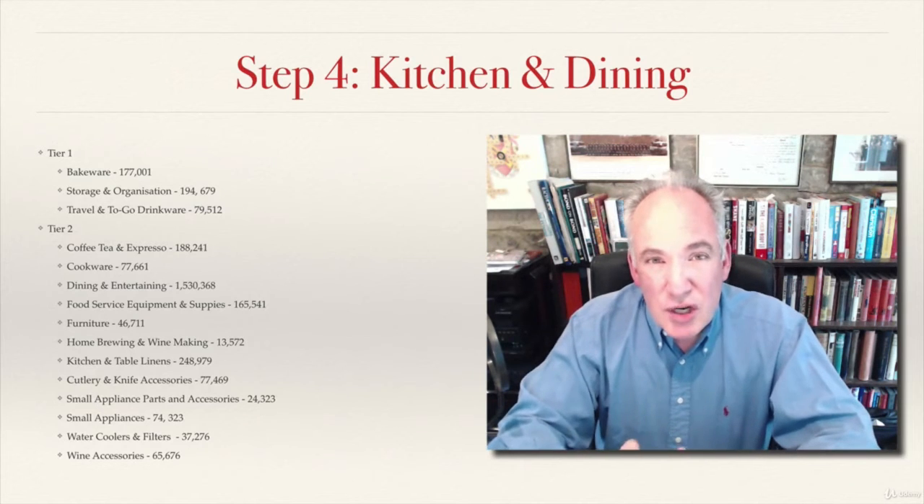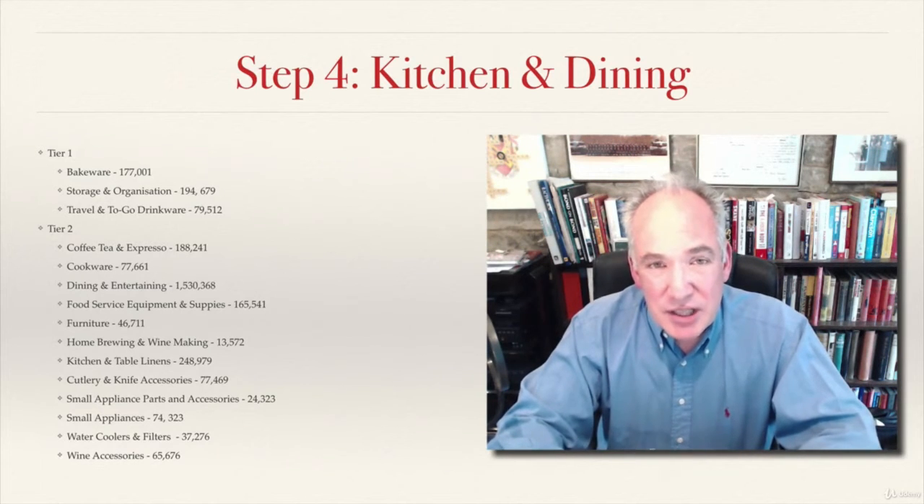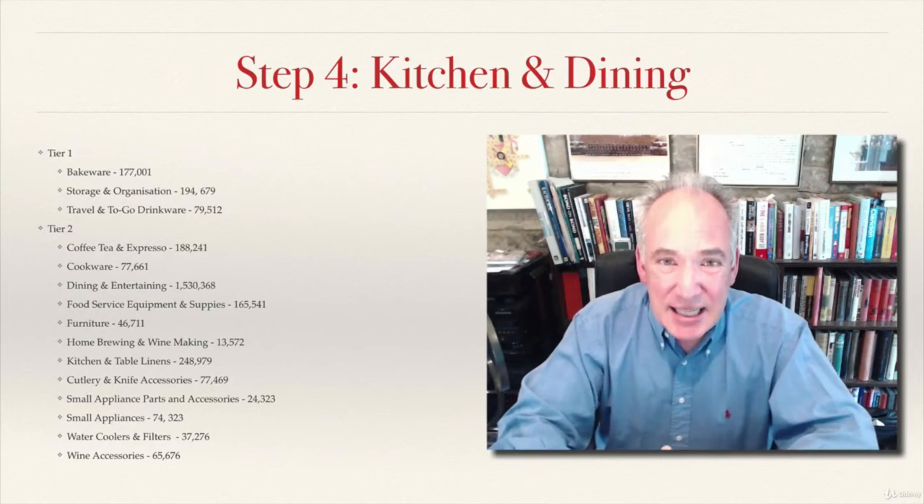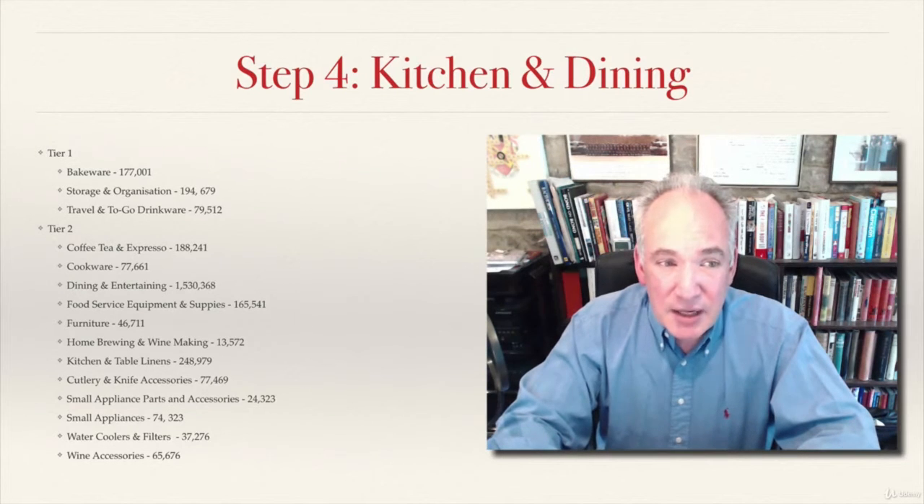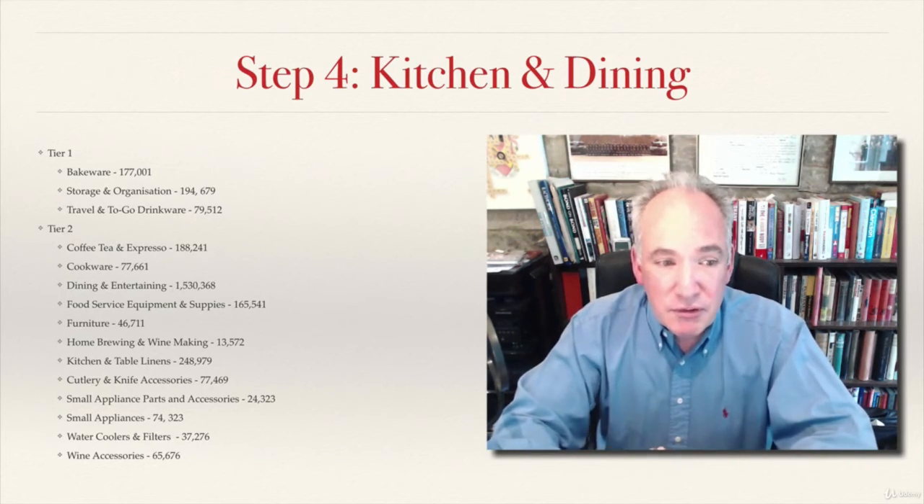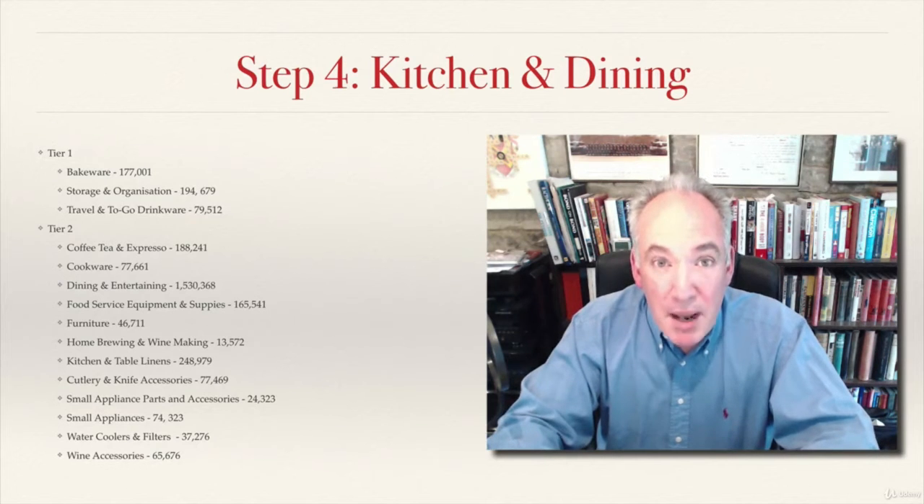Now, just to look at the kitchen and dining section in a little bit more detail, I want to do this to demonstrate to you how many listings and potentially different products there still are. I mean, some products have multiple listings, so these aren't the absolute numbers of products, but they are the numbers of competitive listings across the way. And you can see that bakeware's got 177,000 listings. Storage and organization, 194,000. Travel and go-to drinkware, 79,000. And you can see the numbers on the rest of the screen. Dining and entertaining, 1.5 million.